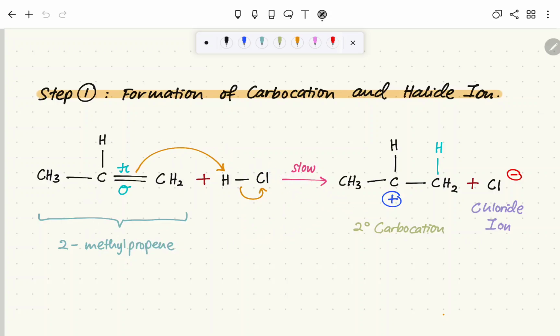Markovnikov's rule says that the pi bond in 2-methylpropene will join the carbon with more hydrogens to ensure stability. This creates a balanced carbocation, a stable pause in the reaction, and it helps the reaction flow smoothly.